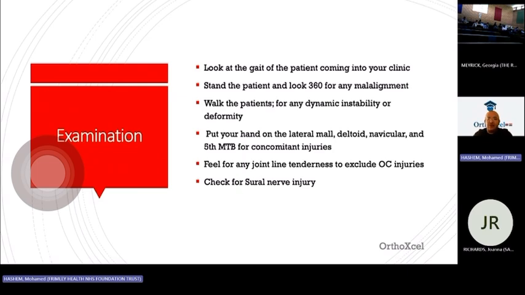Please put your hand on the lateral malleolus and the three ligaments, ATFL, CFL, PTFL, but don't forget the associations. So put your hand on the navicular, the deltoid and the base of the fifth metatarsal. Feel for any joint tenderness, and any joint line tenderness that cannot be explained by just the lateral ankle sprain means there is an associated osteochondral injury. Please check the sural nerve. It's not uncommon to have a sural nerve neuropraxia with a significant lateral ankle injury.